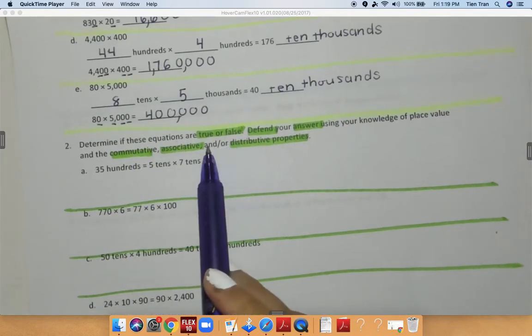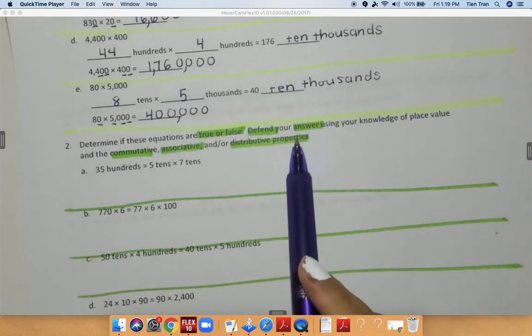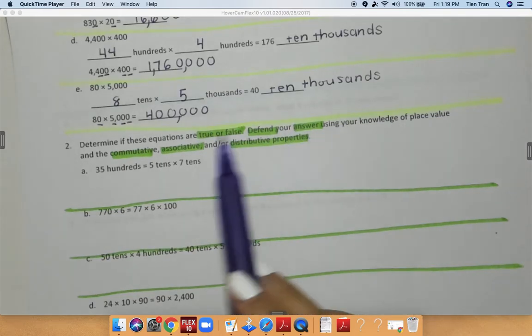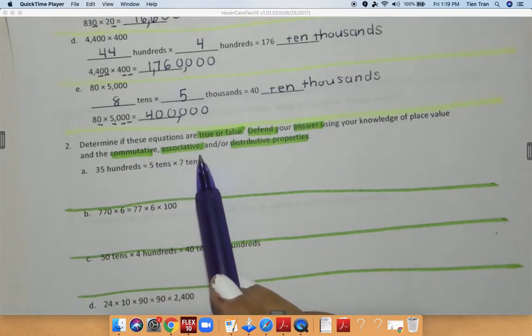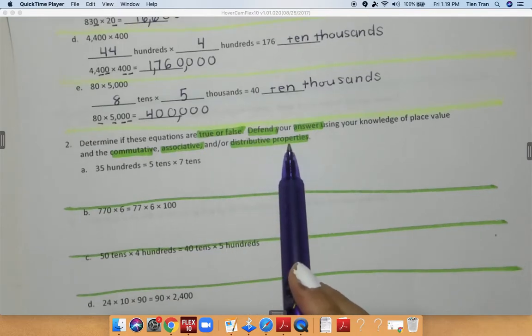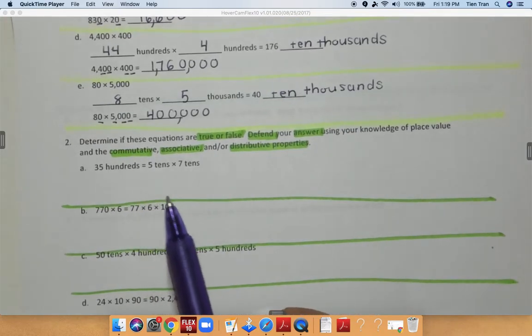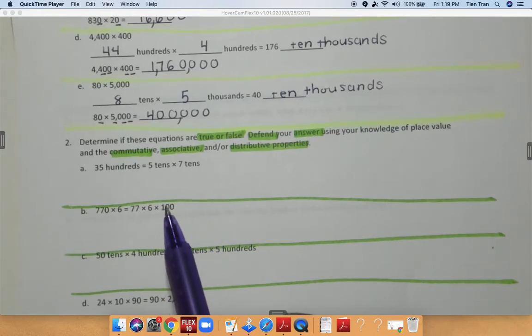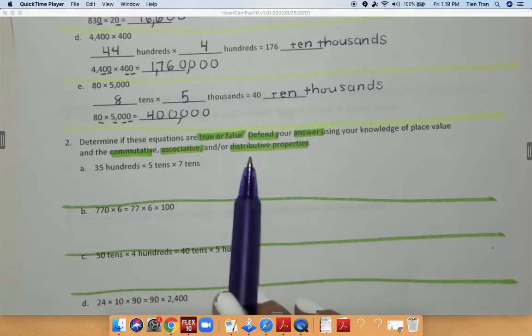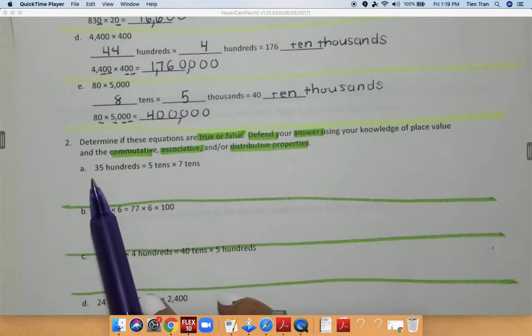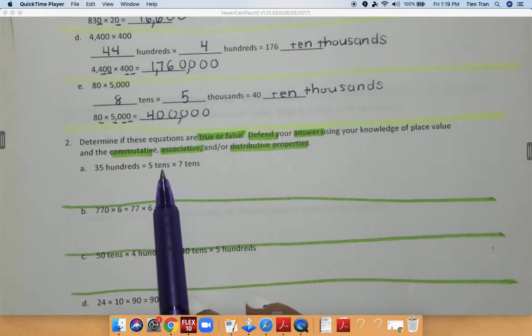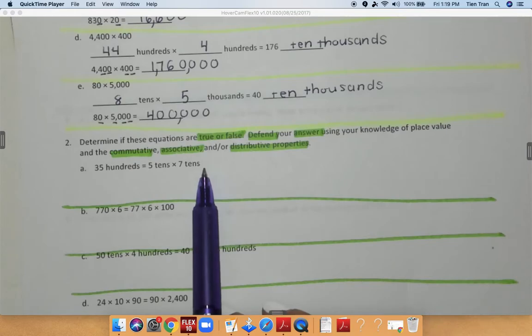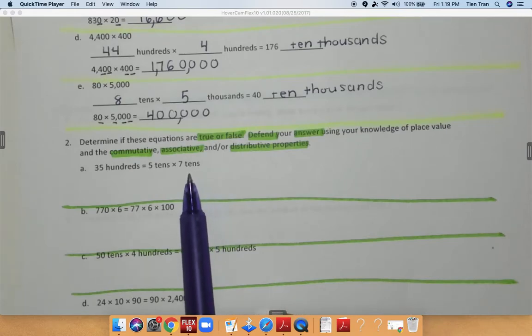Determine if these equations are true or false. Defend your answer using your knowledge of place value and commutative, associative, and/or distributive properties. So you guys learned a little bit about it last year in 4th grade, 3rd grade, and 2nd grade. So they're asking you if these are equivalent to each other. We have 35 hundredths. Is it equal to 5 tens times 7 tens? So we're going to figure that out.